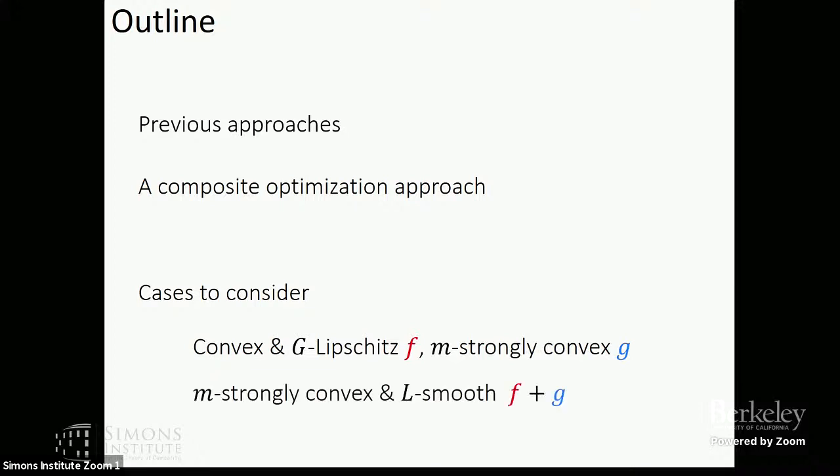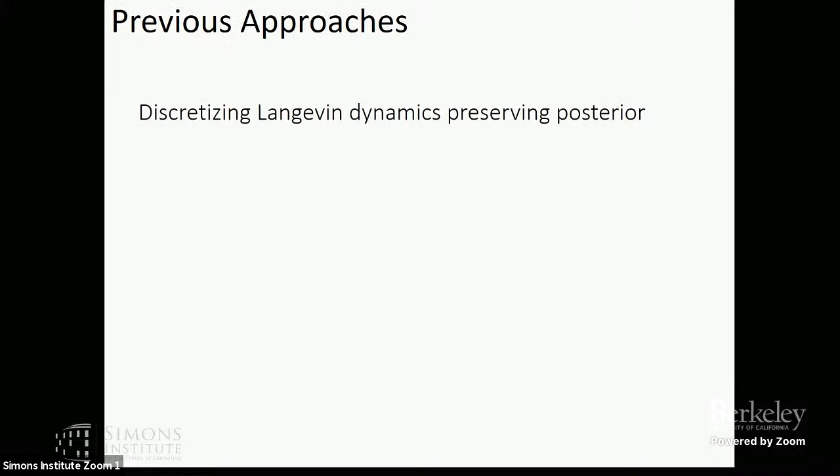And another case corresponds better to the previous talks, which is when the f plus g function is strongly convex and Lipschitz smooth. Okay, let's start with some of the previous approaches. This will just be a review for all of us. In this approach, we would usually discretize the Langevin dynamics, which preserves the posterior distribution, so that the continuous dynamics is just gradient flow plus the Brownian motion.